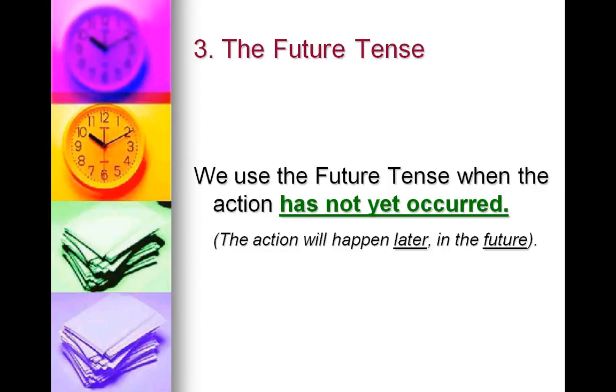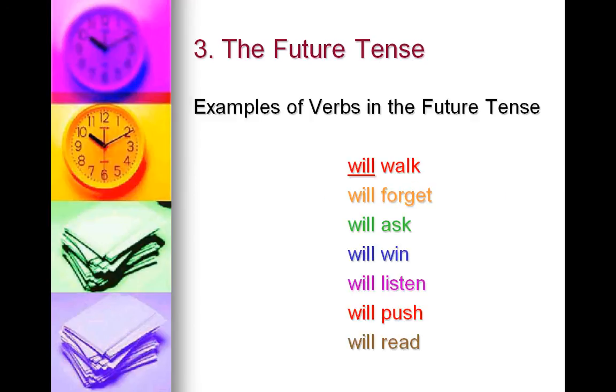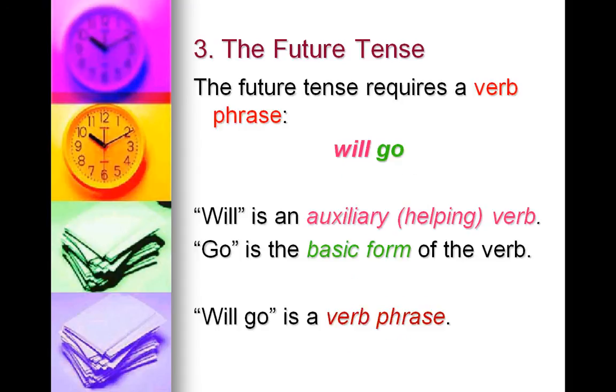The future tense is the tense that we use when an action hasn't occurred yet. It'll happen later in the future. You can see what all of these have in common. They all have the word will before the basic action. So will walk, will forget, will ask. Those are all in the future tense.